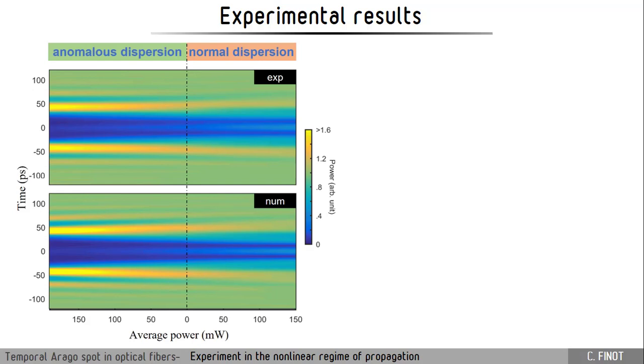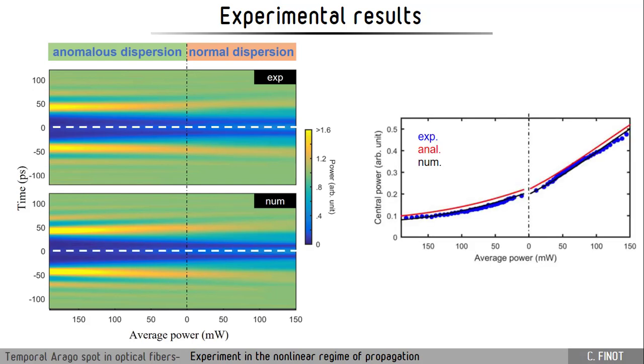And here, if we are just interested in what happens at the center of the pattern, we see that according to the dispersion regime that we consider, on the left the anomalous dispersion and on the right the normal dispersion, we may have very different behavior with opposite trends regarding the level of the Arago spot.